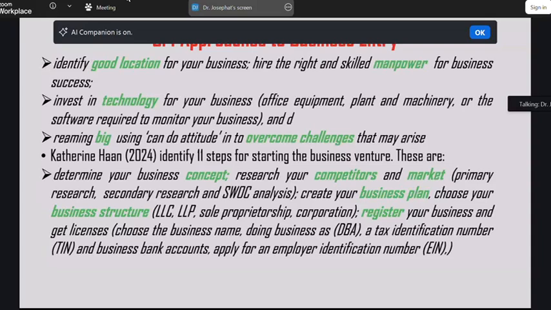akaongelea pia tax identification number kama pale unaenda kwa TRA kupata TINs. Akaongelea business bank account, uende benki, uwe na account kwa ajili ya biashara, apply for employer identification number na whatever. Kuna baadhi ya nchi ambapo unatakiwa na employer identification number kama unahitaji kuajiri watu na whatever, ili kuweza kulipa malipo yao kwa ajili ya mifuko ya jamii and the likes. So all those are a kind of approach or kind of steps that a business person or entrepreneur ambaye yuko katika startup point anatakiwa awe nazo ili aweze kusucceed to the market.